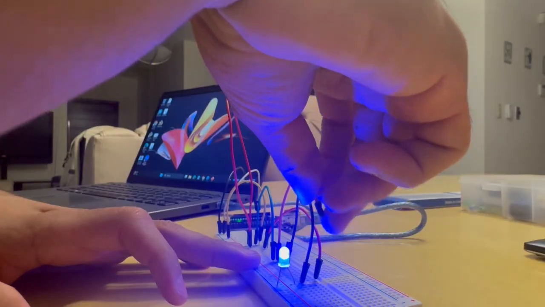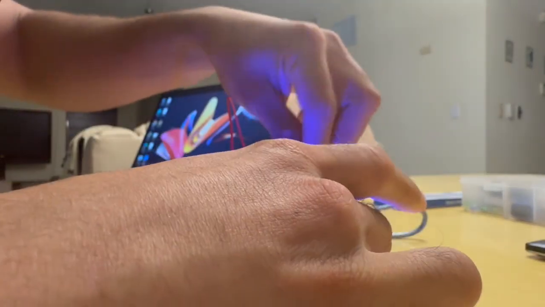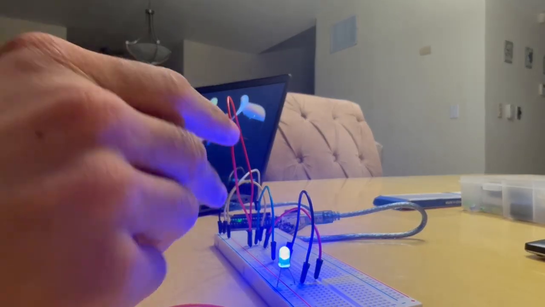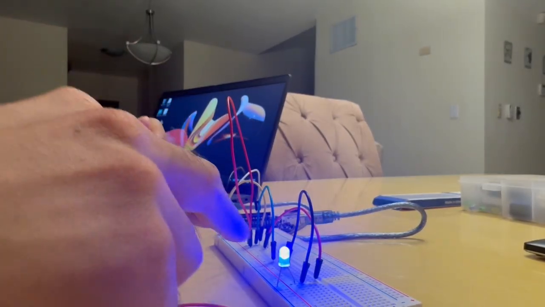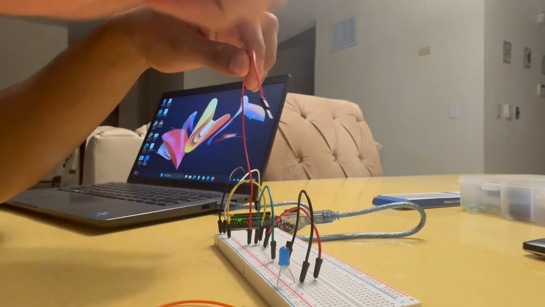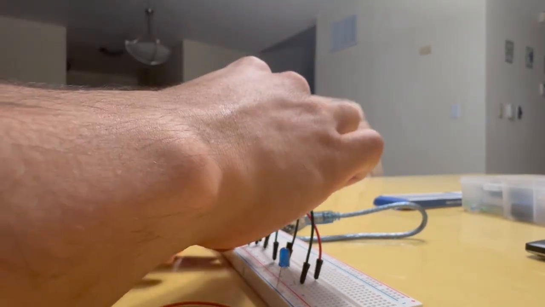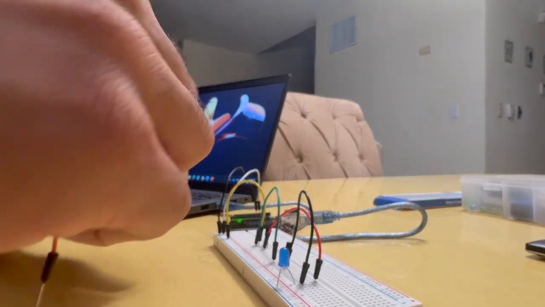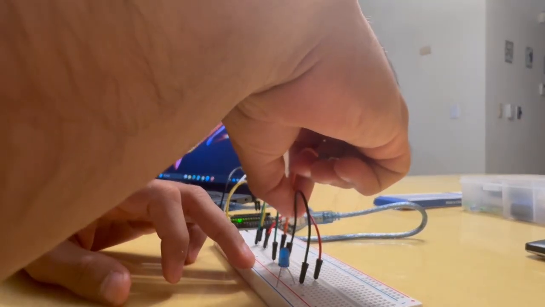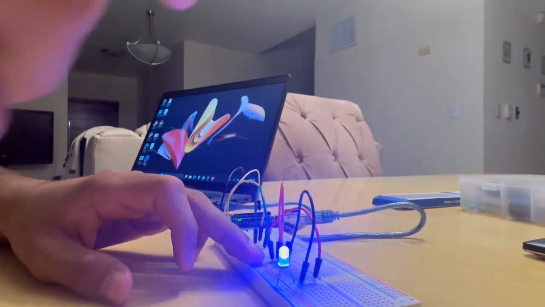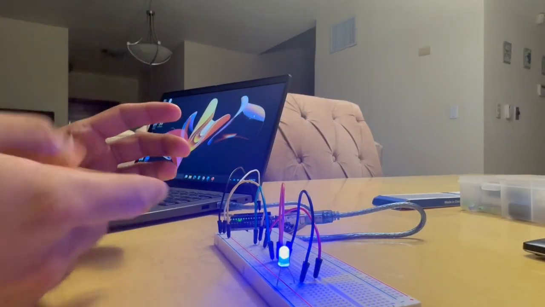So if I were to take this cable off, you can see that there's nothing going on. The system is still running. But if I take off the other one, then the whole system shuts down. So either switch is sufficient for the whole system to run the full mechanism.